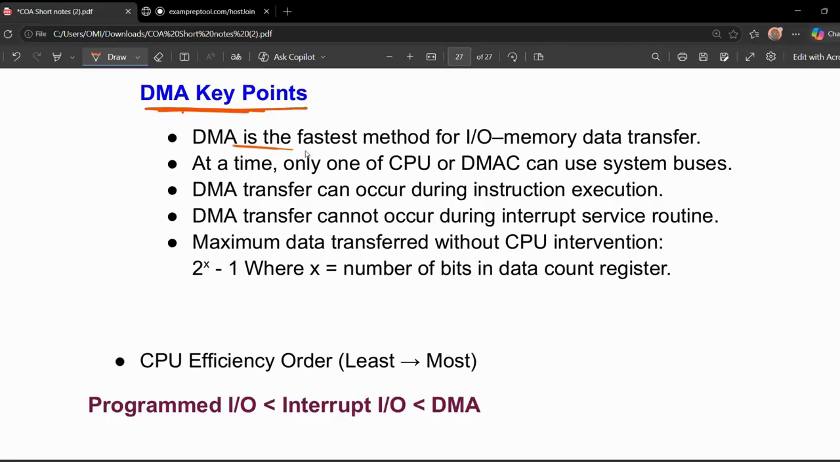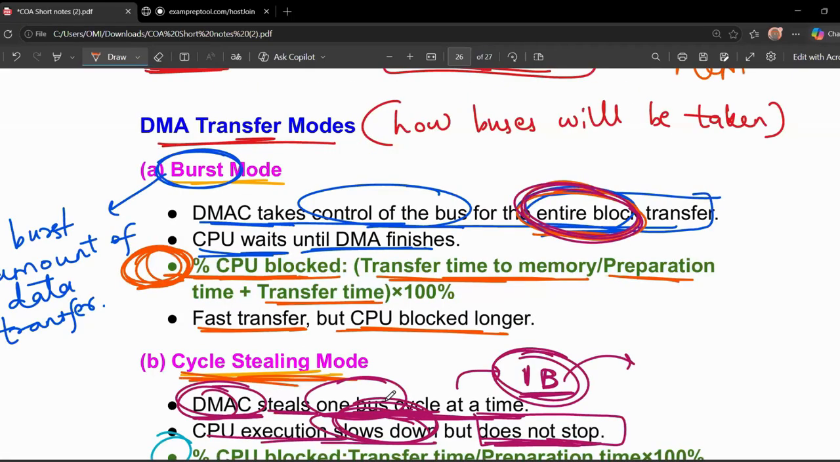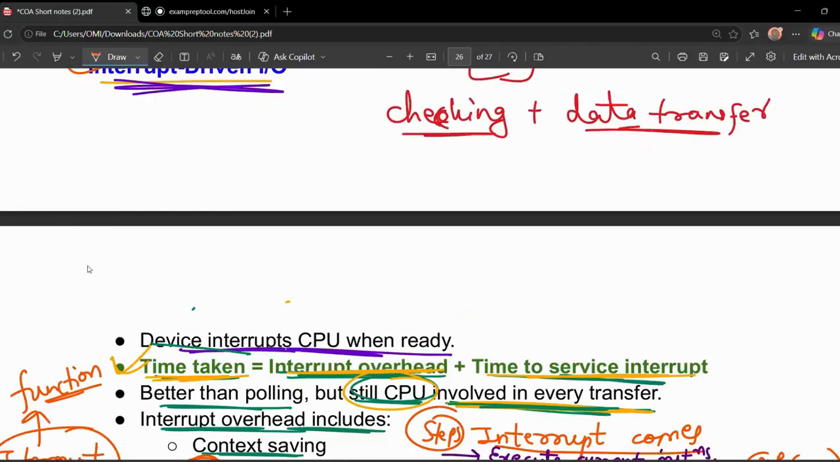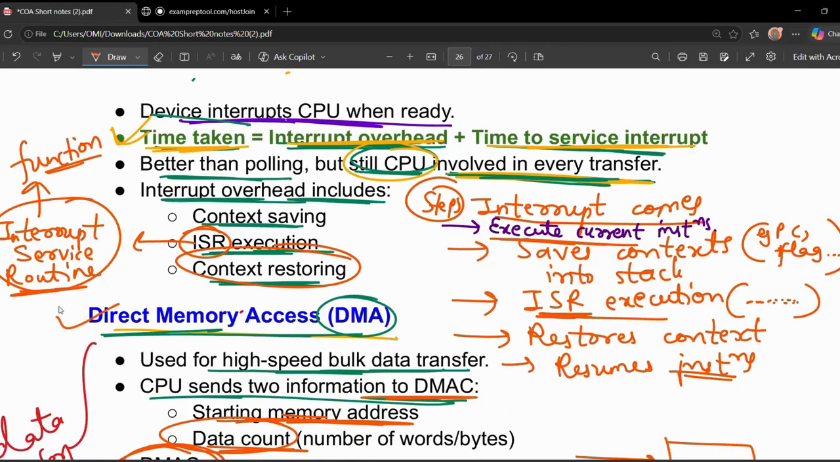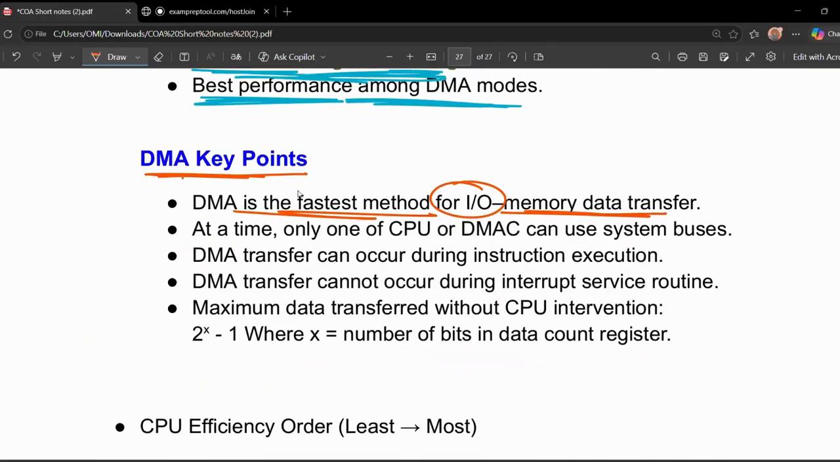DMA is the fastest method for I/O to memory data transfer. We have seen three modes: programmed I/O, interrupt-driven I/O, and DMA. Out of them, DMA is the fastest method for I/O to memory data transfer.